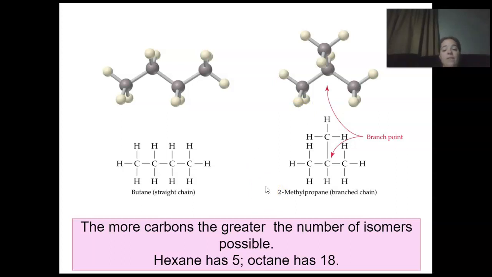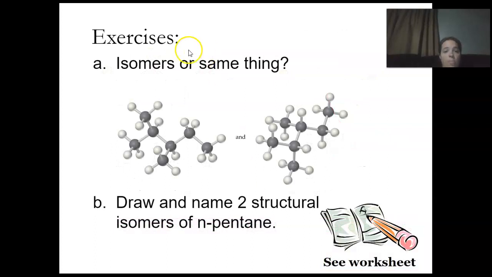More carbons have the greater number of isomers possible. Hexane has 5. Octane has 18. So the more carbons you have, the more you can do. Is this an isomer or the same thing? 1, 2, 3, 4, 5. 1, 2, 3, 4, 5. Let's see, that's on 2, 3, 2, 3. They are the same thing. And then draw 2 structural isomers of n-pentane. So anywhere on pentane, just draw 2 isomers.